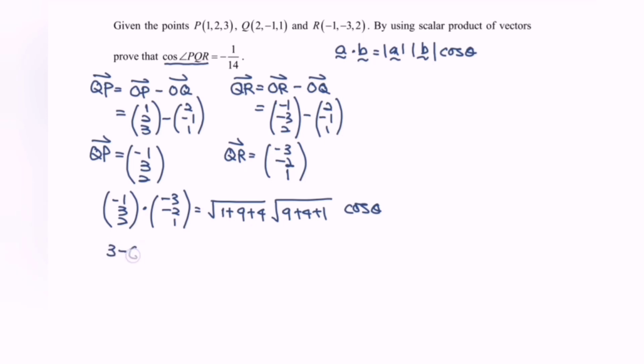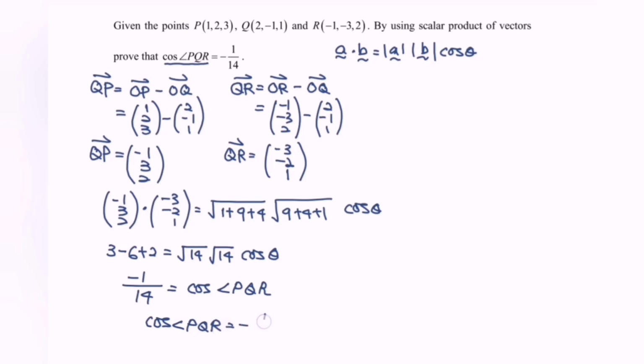So 3 minus 6 plus 2 equals square root of 14 multiplied by square root of 14 cos theta. So 3 minus 6 plus 2 gives negative 1, over square root of 14 multiplied by square root of 14, which is 14, equals cos of the angle PQR. So rewrite the situation: cos of the angle PQR equals negative 1 over 14. And we have already shown the situation.